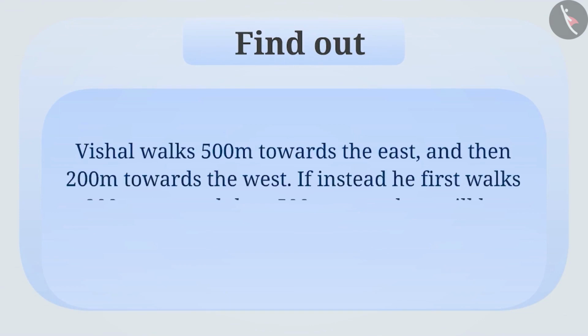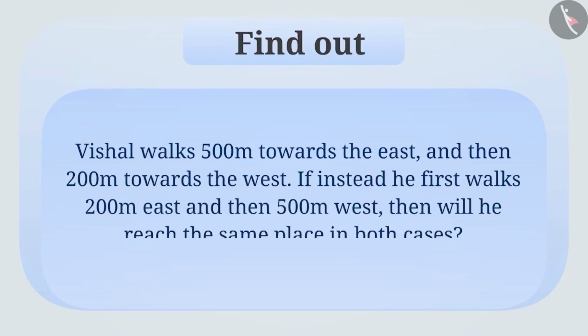Now try to solve the following question. Vishal walks 500 meters towards the east and then 200 meters towards the west. If instead he first walks 200 meters east and then 500 meters west, then will he reach the same place in both cases?